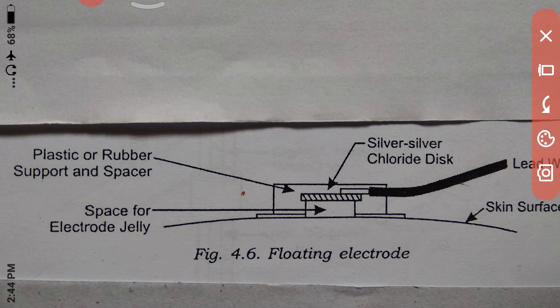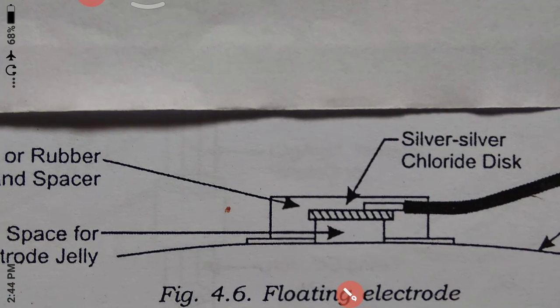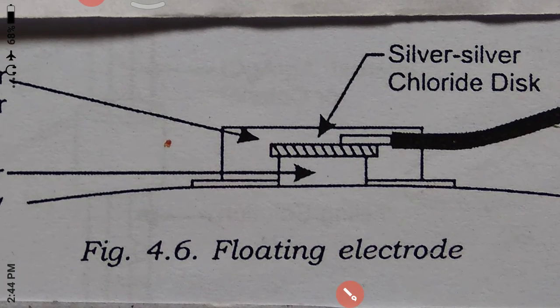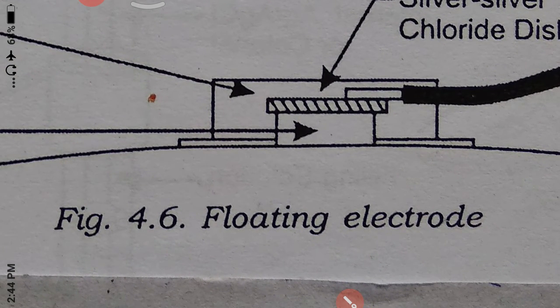Now this is one example of the floating electrode. This electrode practically eliminates movement artifacts by avoiding any direct contact of the metal with the skin. The electrolyte paste or jelly serves as a conductive path between the metal and the skin. I will briefly explain this floating electrode here.